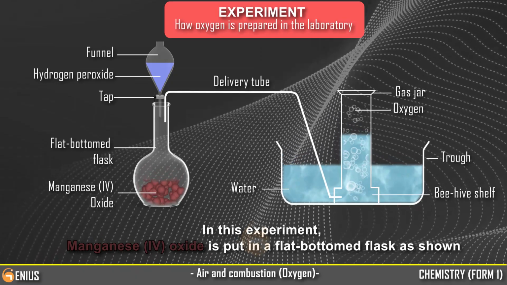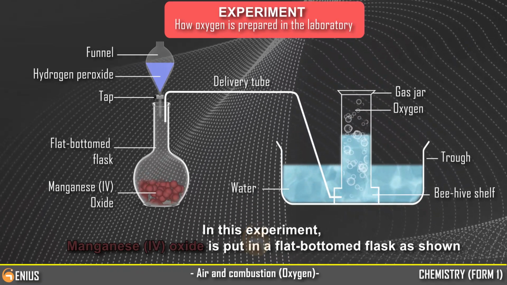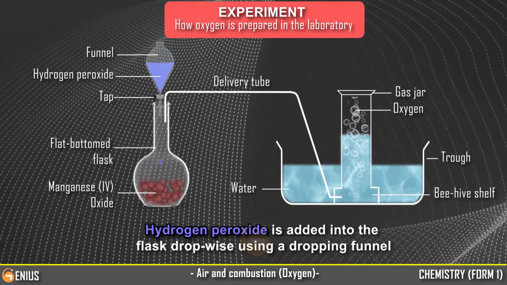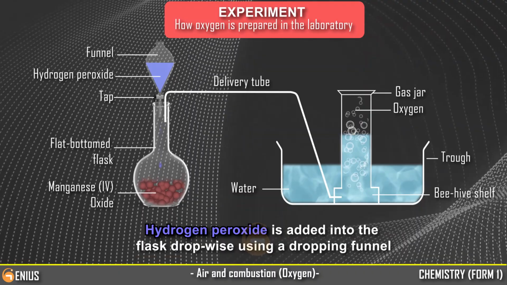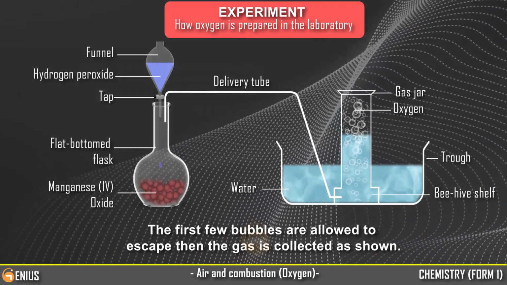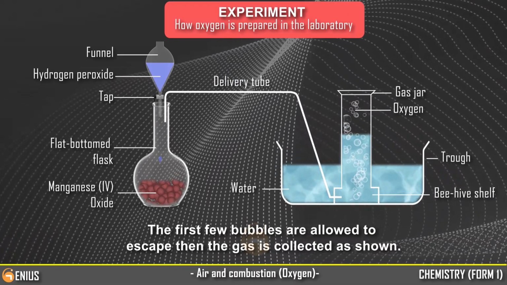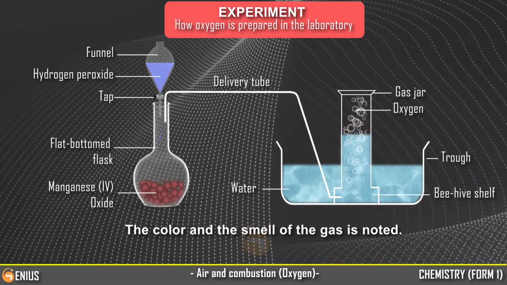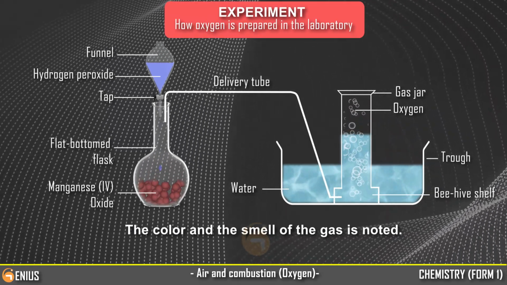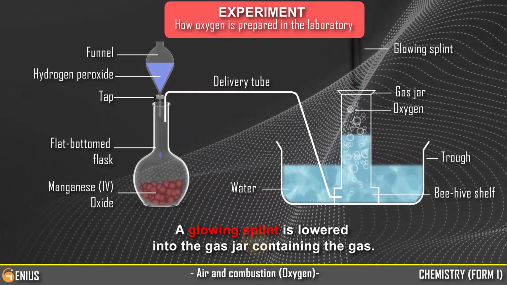In this experiment, manganese(IV) oxide is put in a flat-bottomed flask as shown. Hydrogen peroxide is added into the flask drop-wise using a dropping funnel. The first few bubbles are allowed to escape, then the gas is collected as shown. The color and the smell of the gas are noted. A glowing splint is lowered into the gas jar containing the gas.